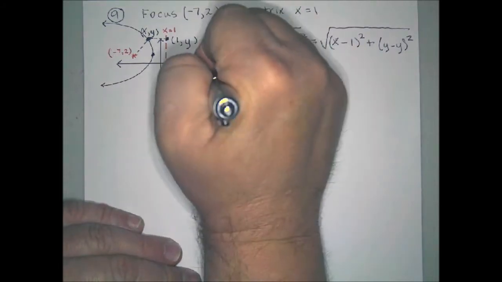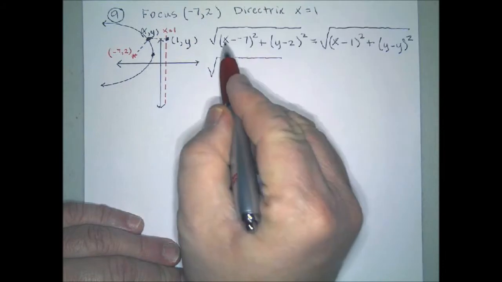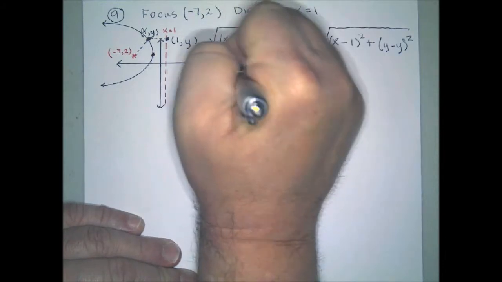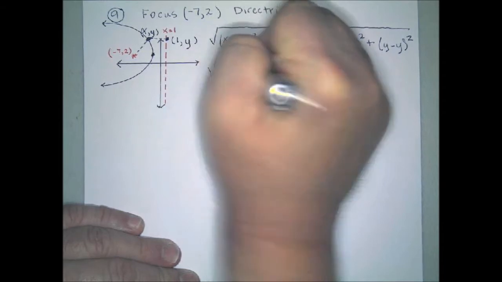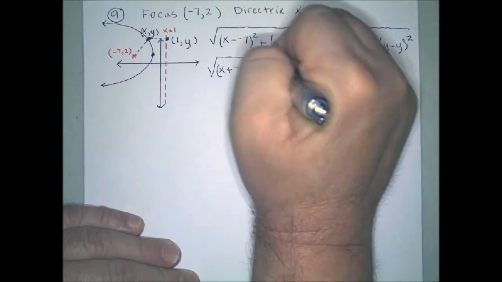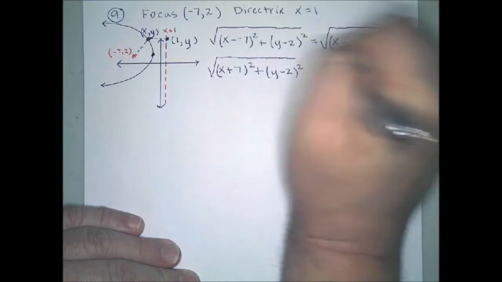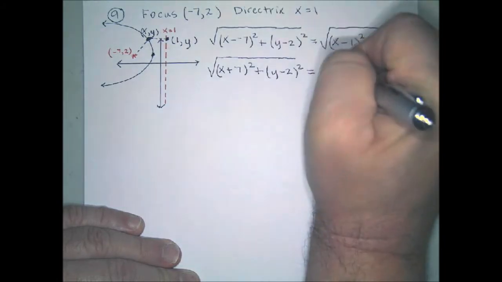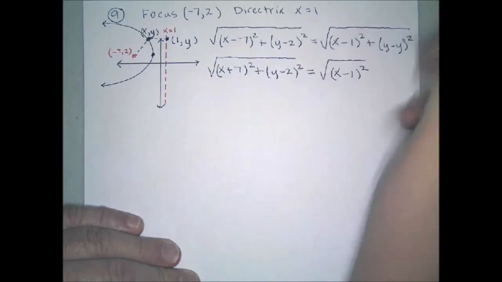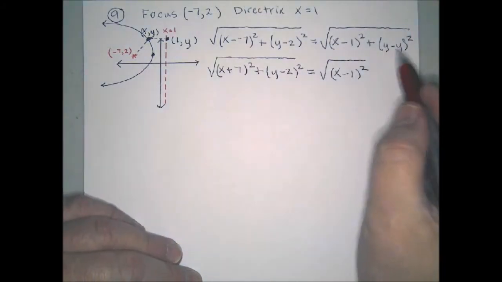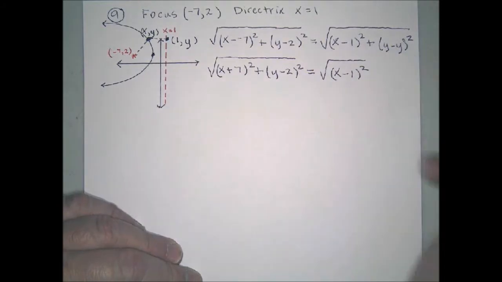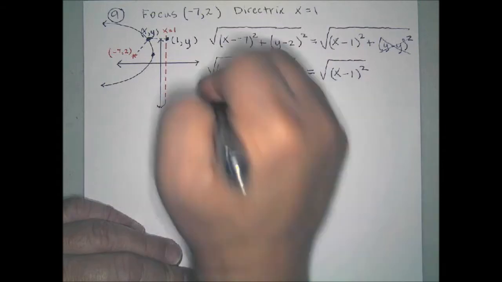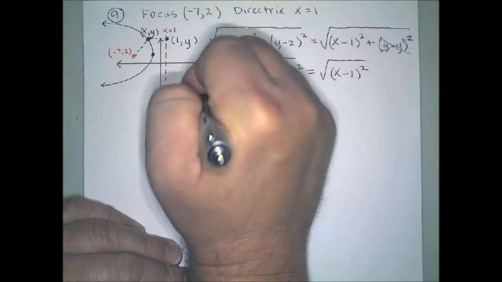So let's do a little simplification here. This is going to be the square root of x plus 7 quantity squared plus y minus 2 quantity squared equals the square root of x minus 1 quantity squared. But on this one, y minus y is 0, and 0 squared is still 0. So this part of the problem just kind of goes away. Now the next thing I'm going to do is square both sides, which is simply going to get rid of the square roots.